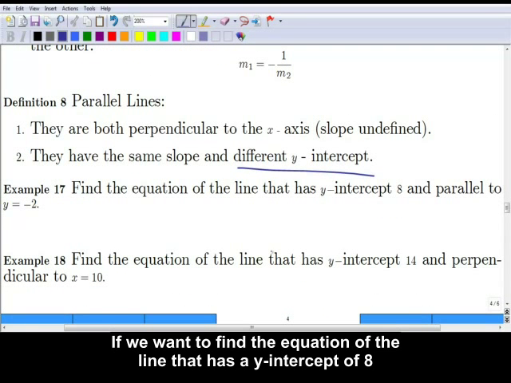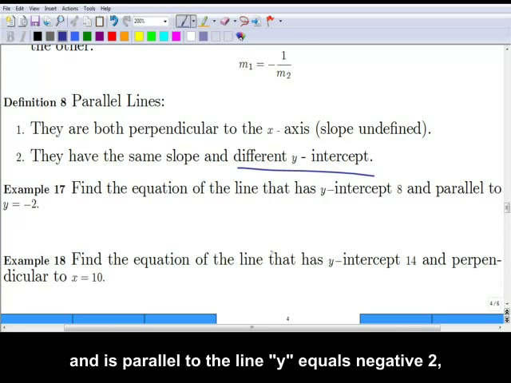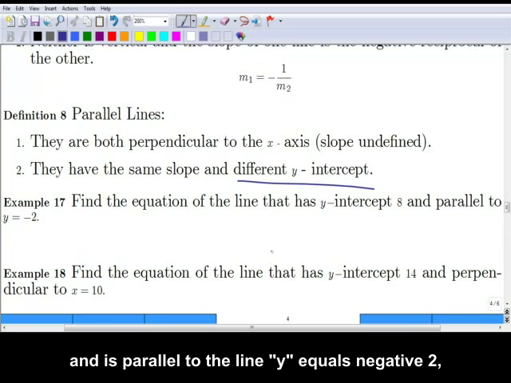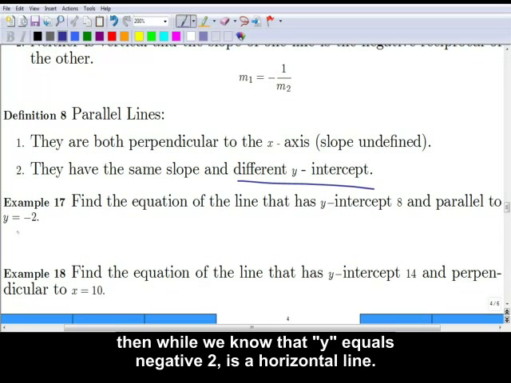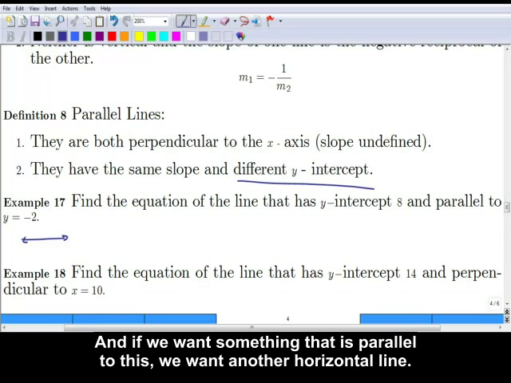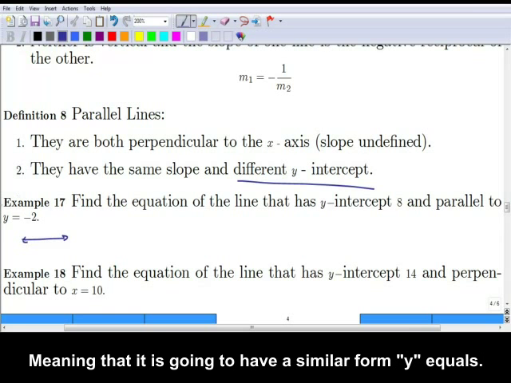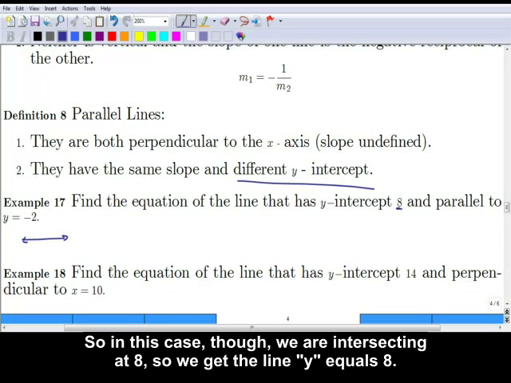So, a few examples. If we want to find the equation of the line that has a y-intercept of 8 and is parallel to the line y equals -2, then, well, we know that y equals -2 is a horizontal line, and if we want something that is parallel to this, we want another horizontal line, meaning that it is going to have a similar form, y equals. So in this case, though, we are intersecting at 8, so we get the line y equals 8.